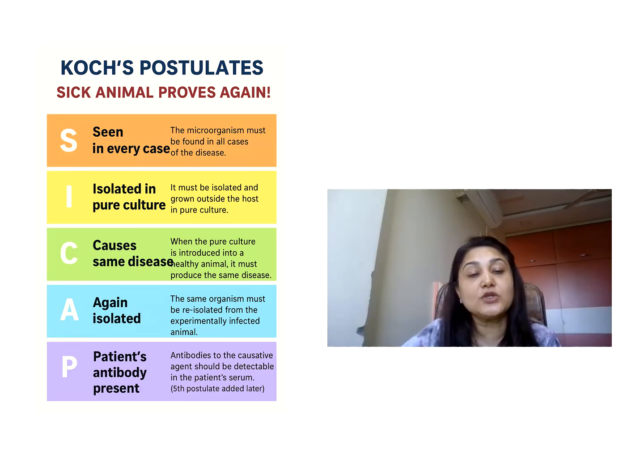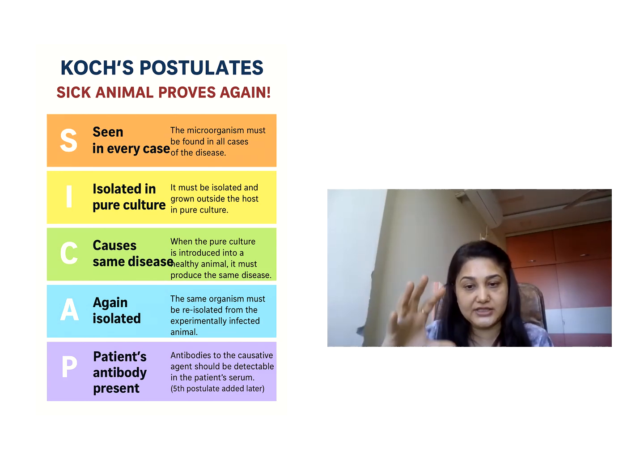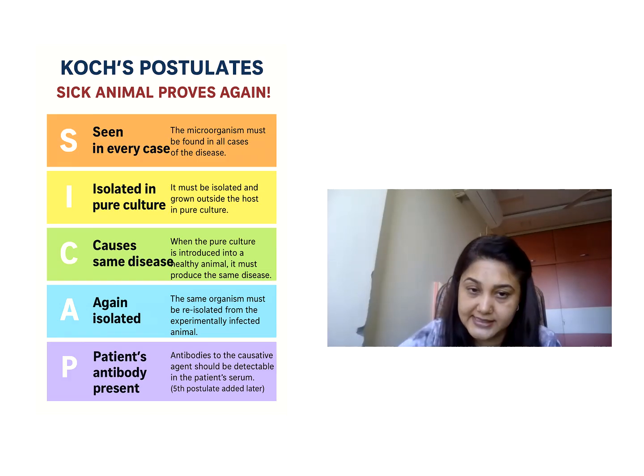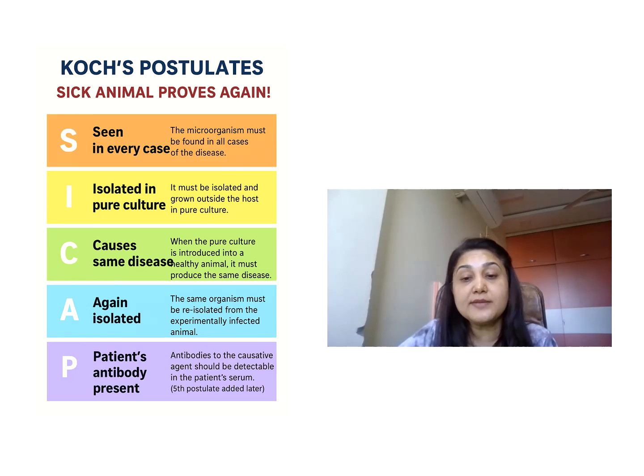Now we'll discuss what is Koch's postulate. In this, a sick animal proves again. Now how this works, we'll discuss. Understand that whenever any person gets a disease, the microorganism is constantly present in that particular person.